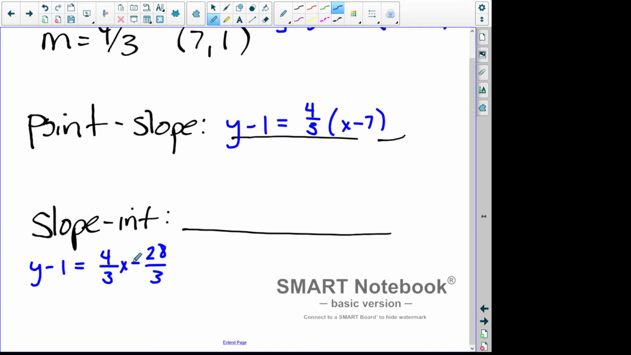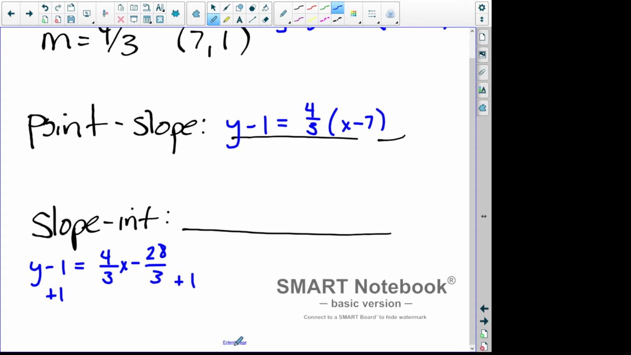So we're close to having it in slope-intercept form. Remember, slope-intercept form is y equals mx plus b. And we're close to that. We've just got this minus 1 on the left-hand side. So I want to get rid of that. So I'm just going to add 1 to both sides.